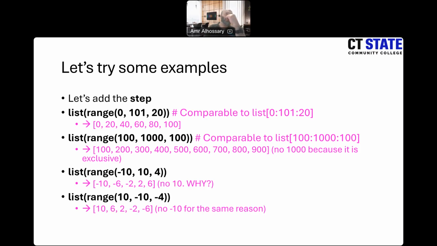Okay. Let's do the same thing, but going down. So instead of step 4, the step is minus 4, starting from 10 to minus 10. We'll get 10, 6, 2, minus 2, minus 6, and there is no minus 10 for the same reason. You know it. Okay.